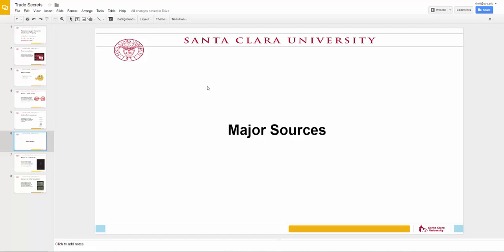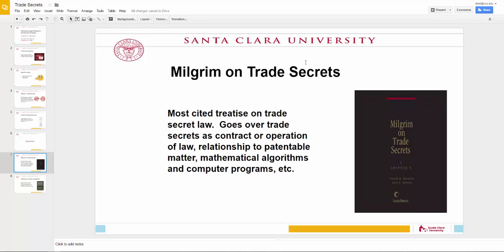Okay, some of the major sources dealing with the substantive aspects of trade secret laws includes Milgram on Trade Secrets, which is a practice set that's available on Lexis. It's the most cited treatise on trade secret law. It goes over trade secrets as contract or operation of law, its relationship to patent law, and it covers extensively mathematical algorithms and computer programs.